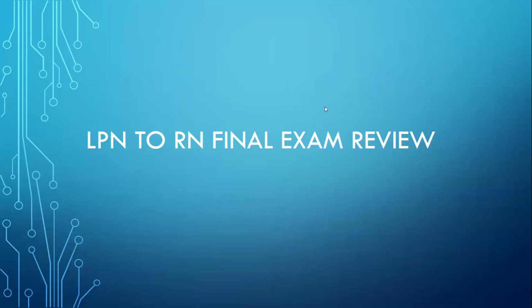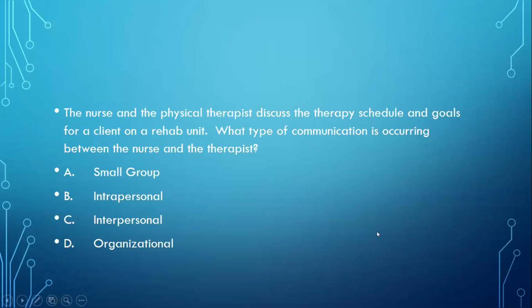Hello? Yes. Okay. You can see the screen, right? Yeah. Okay. The nurse and the physical rehab therapist discuss therapy schedule and goals for a client on rehab. What type of communication is occurring between the nurse and the therapist? Interpersonal. Intra is when we talk to ourselves, right? Try to tell ourselves about good things. Small group is something like if we had a policy and procedure committee meeting. And organization is when we're trying to set goals for the organization.